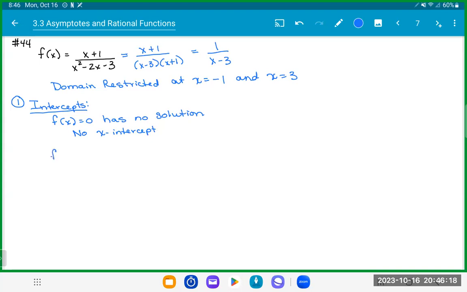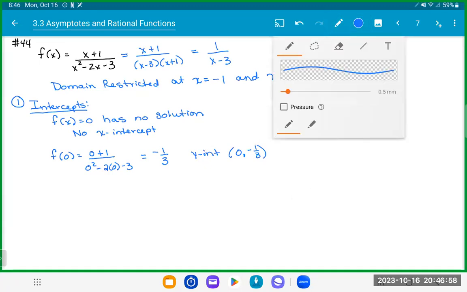But we do need to also look at f of 0 for our function. That's going to be 0 plus 1 over 0 squared minus 2 times 0 minus 3, and that simplifies to -1/3. So we have a y-intercept at the point (0, -1/3). That's going to be important to keep track of. It's one point that we plot on our graph at the end.